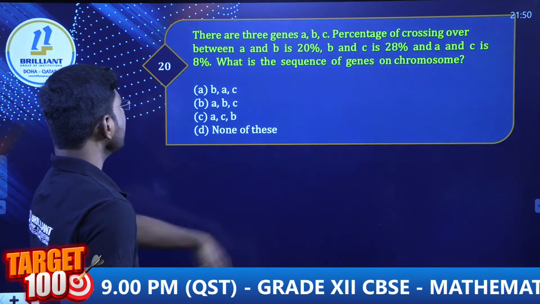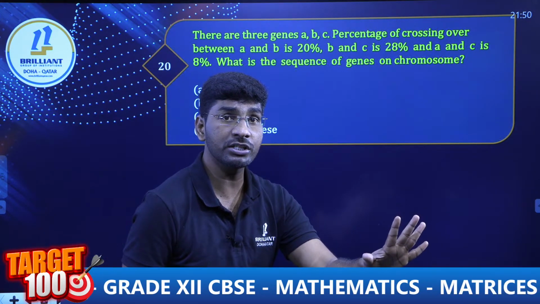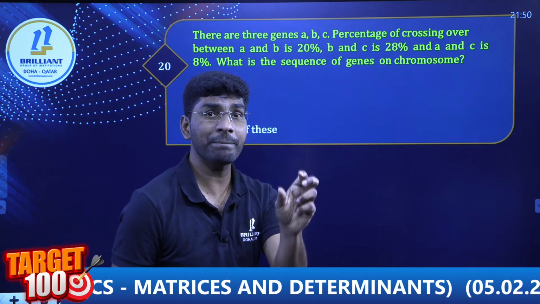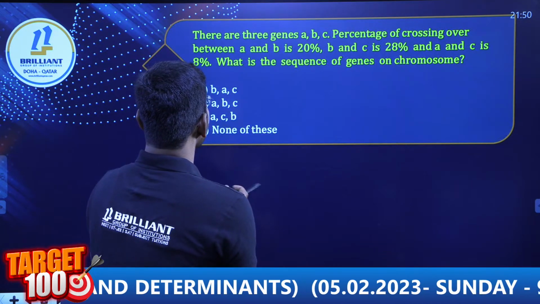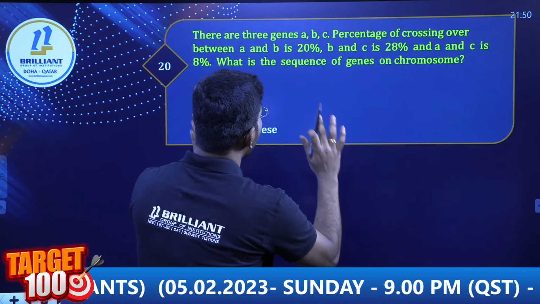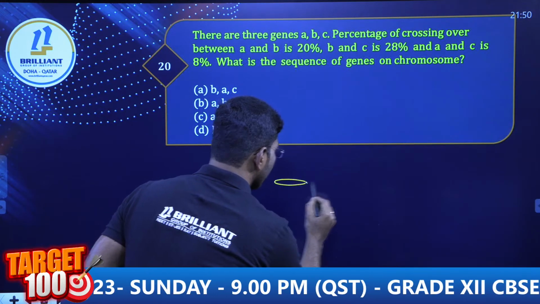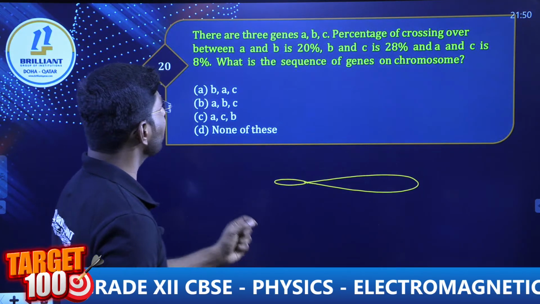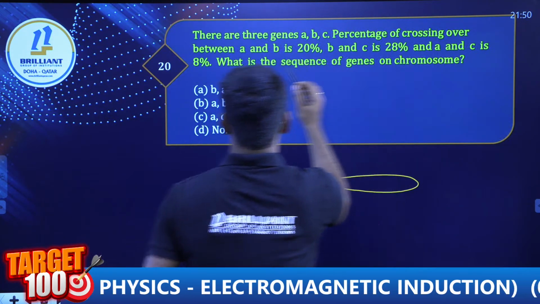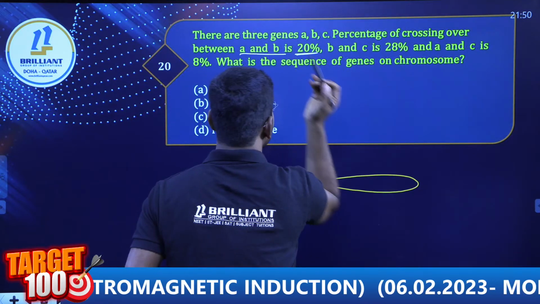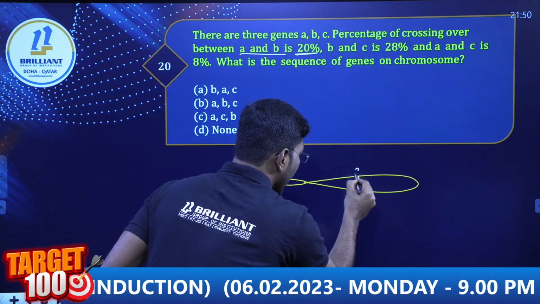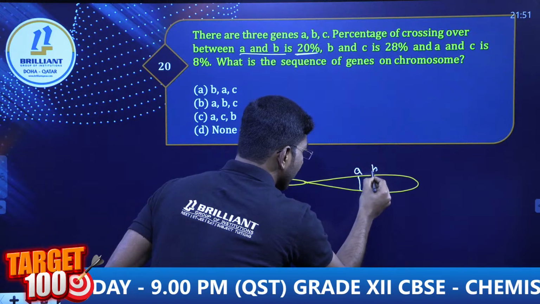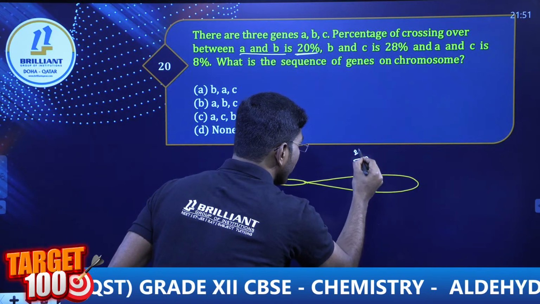Question number 20. For this question, everyone pay attention. Two minutes, everyone pay attention. Gene mapping question. What is the question asking? There are 3 genes A, B, C. Let me take a chromosome here. On the chromosome, 3 genes are given: A, B, C. Percentage crossing over: AB is 20%. Between these two it is 20%.